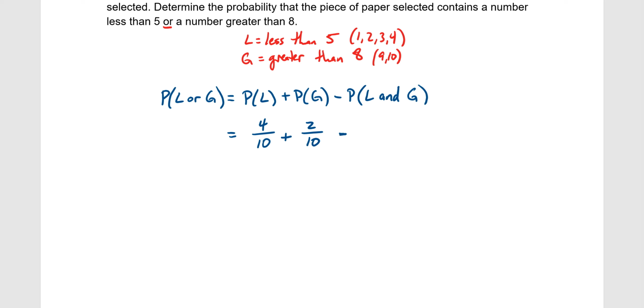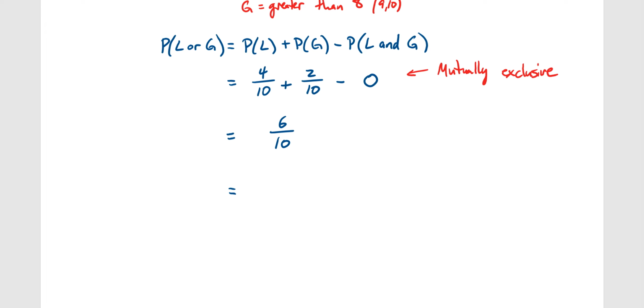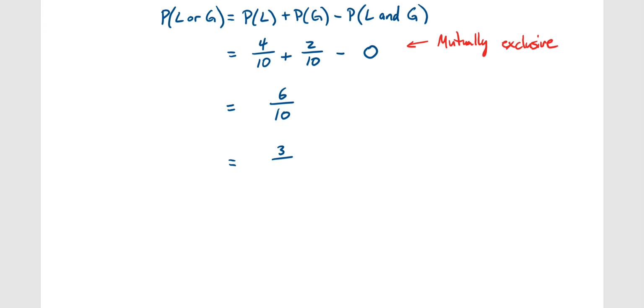Minus the probability that they have in common. So we need a number that is greater than 8 and less than 5. So there's no number that's going to be less than 5 and greater than 8. So this is going to actually be 0. And that is because these are mutually exclusive events. So let's go ahead and finish it up. Now we have 4 plus 2, we get 6. That gives us 6 out of 10, and that simplifies. We can divide by a common factor of 2, and we get 3 over 5 as our probability.